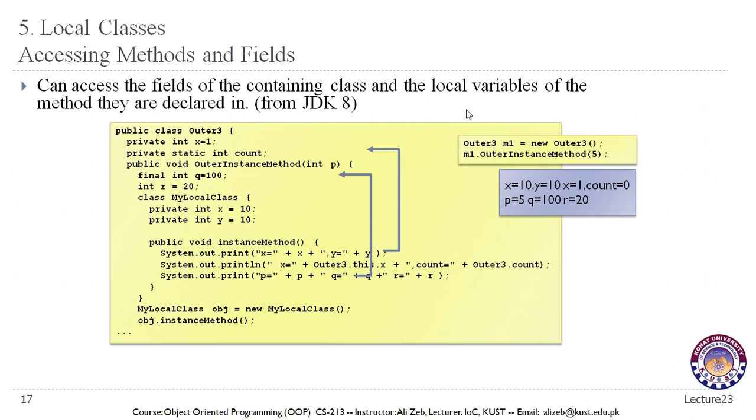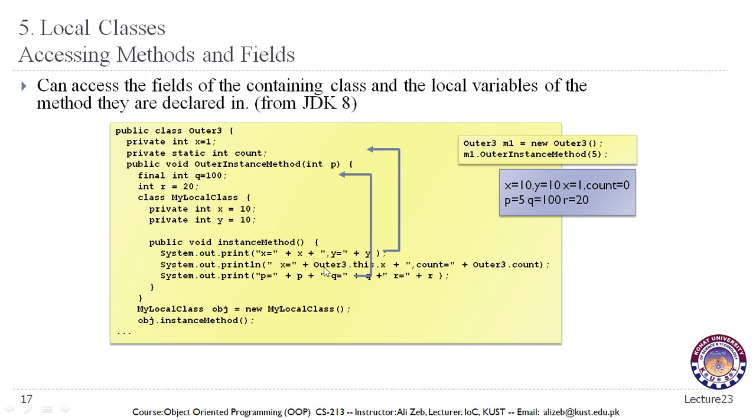For example, we declare an object of the outer class and we access this method where the class has been declared, and we can see that we are able to print the values for the variables that are declared. For example, in the first case, since the value of x is 10 inside this local class, this will be preferred over here. The value of y is 10 as well.